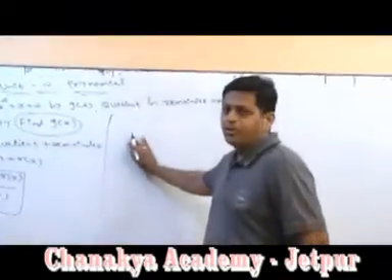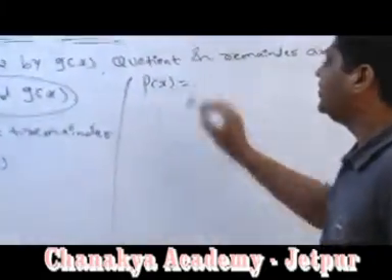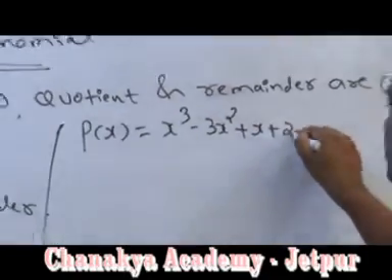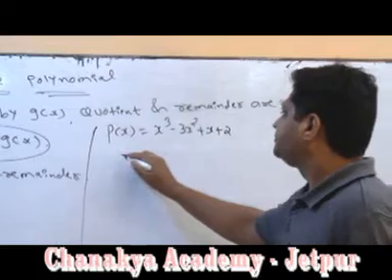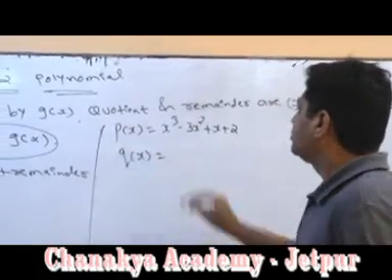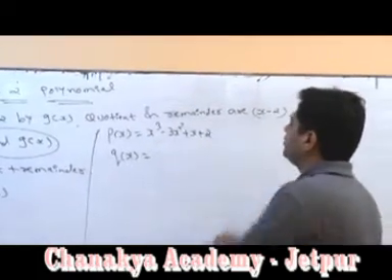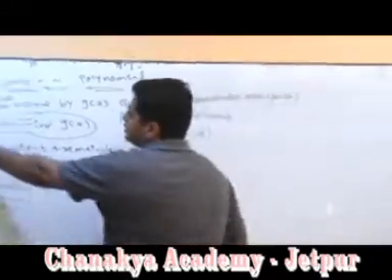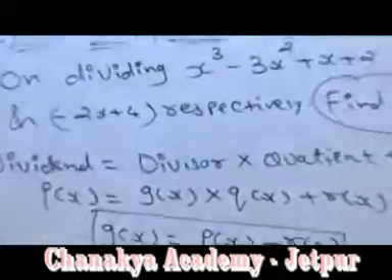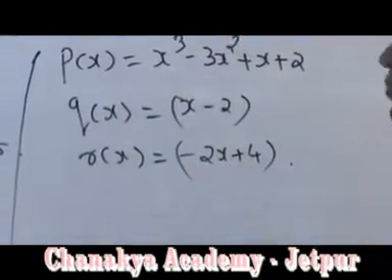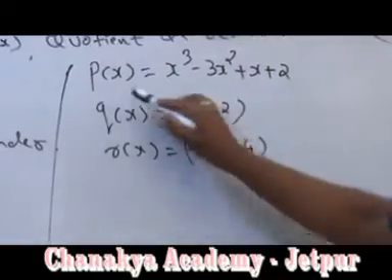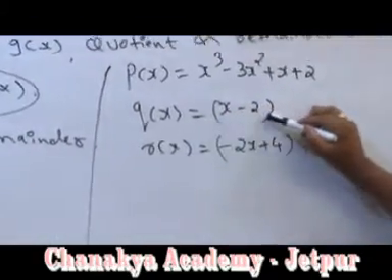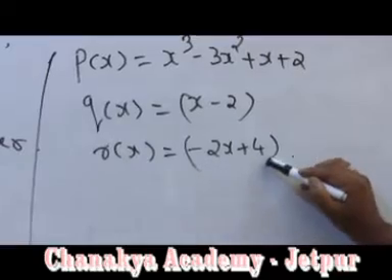Now students, we have to check one by one. What is p of x? P of x equal to x cube minus 3x square plus x plus 2. Next step will be q of x. Q of x, the quotient, is x minus 2. R of x, that is the remainder, is minus 2x plus 4. Okay students, we have classified once more. P of x is x cube minus 3x square plus x plus 2. Q of x is x minus 2. R of x is minus 2x plus 4.